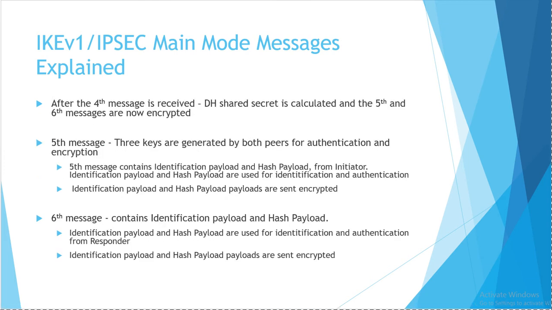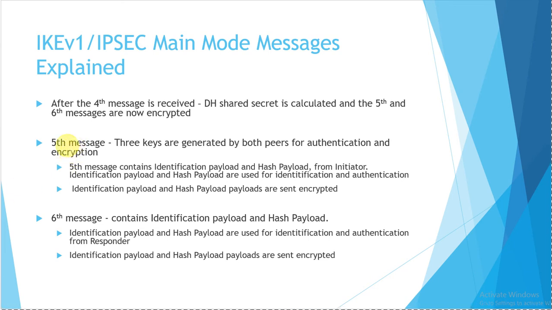Then we move on to the fifth and sixth messages. Now in between the fourth and fifth message, since both parties got the Diffie-Hellman secret keying material, we can actually calculate our shared secret, and that is what we are going to use to encrypt messages 5 and 6. Before, messages 1 through 4 were unencrypted because we hadn't found that shared secret. But after Diffie-Hellman was completed, the 5th and 6th messages are encrypted and we can't see the peer's identity.